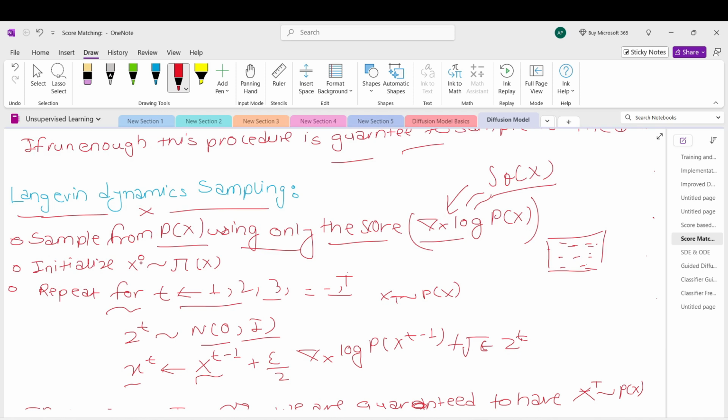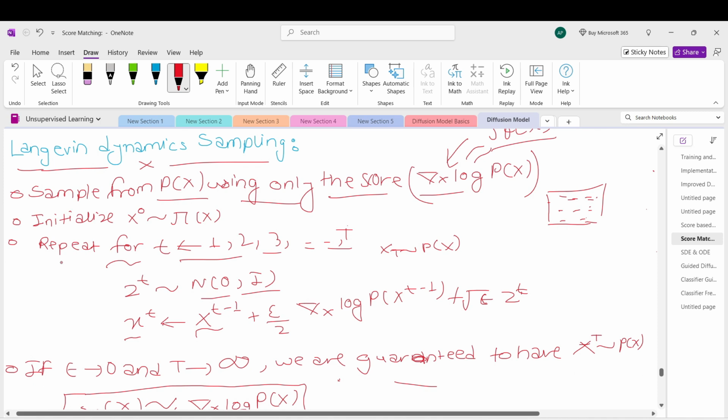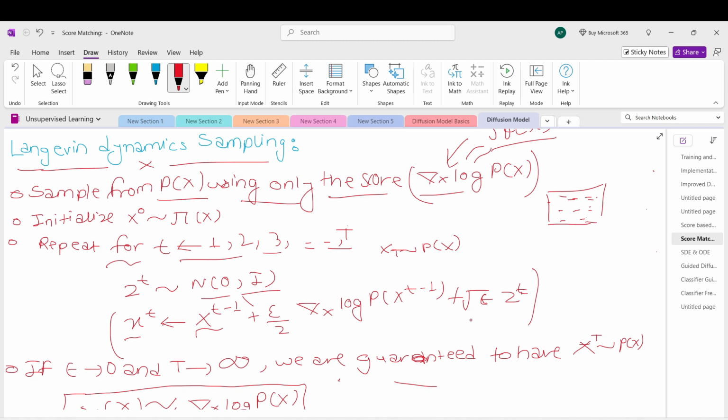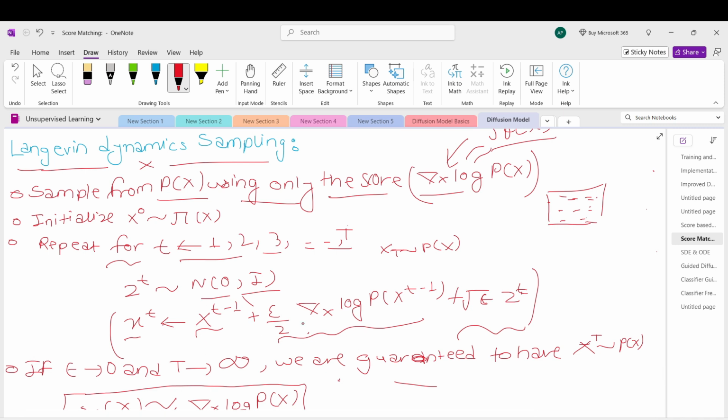For that we initialize some points, x0, from this prior, pi of x. Then we apply this Langevin MCMC, which takes the previous image, follows the score, and also follows the noisy score. So from t equals 1 to T, we sample some noise, take the previous one, add some score, and also follow the noisy gradient. We do not only follow the score, but also add noise.